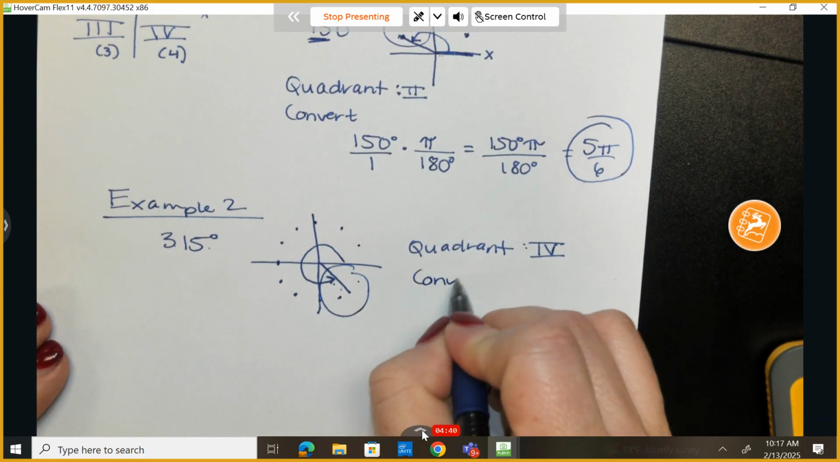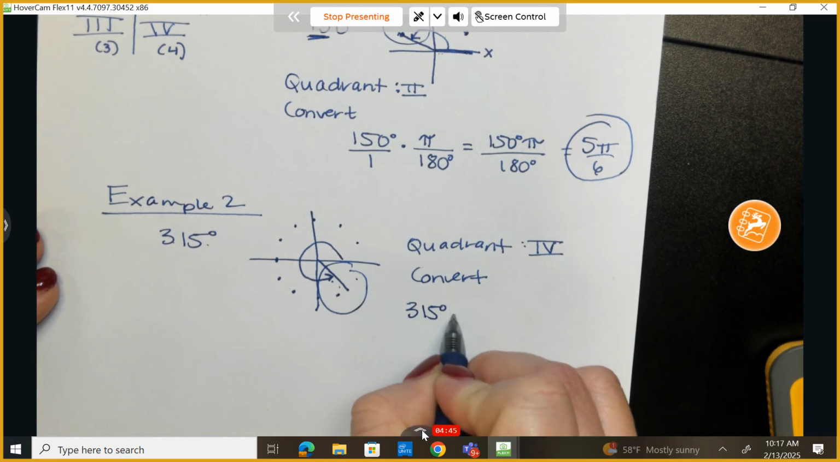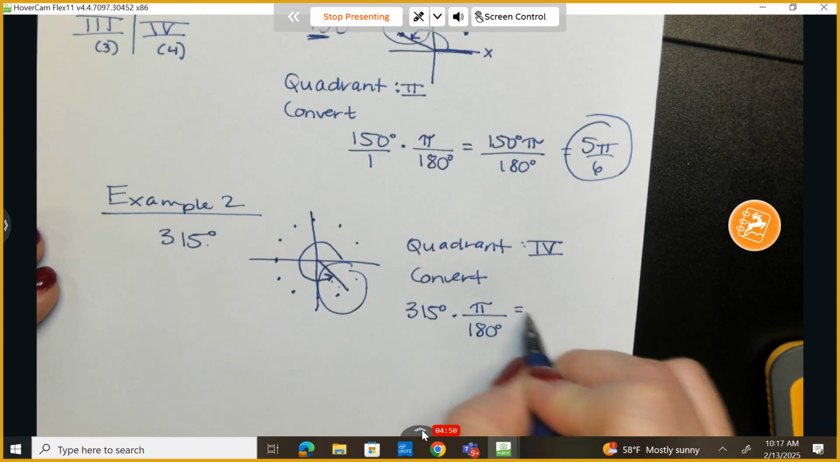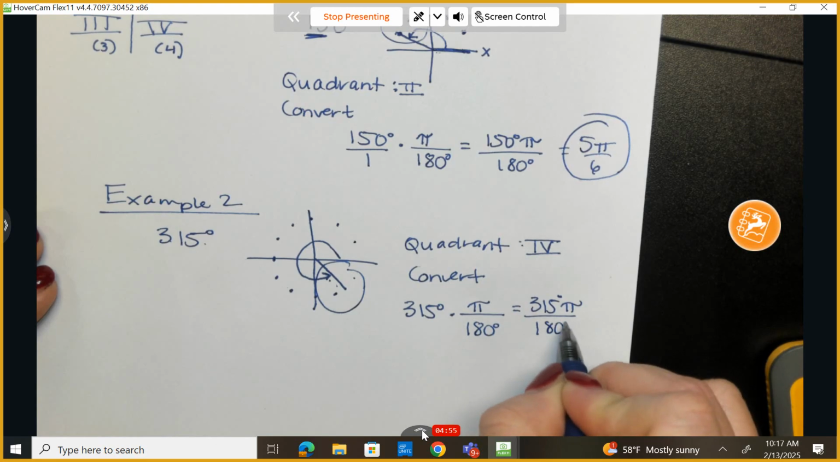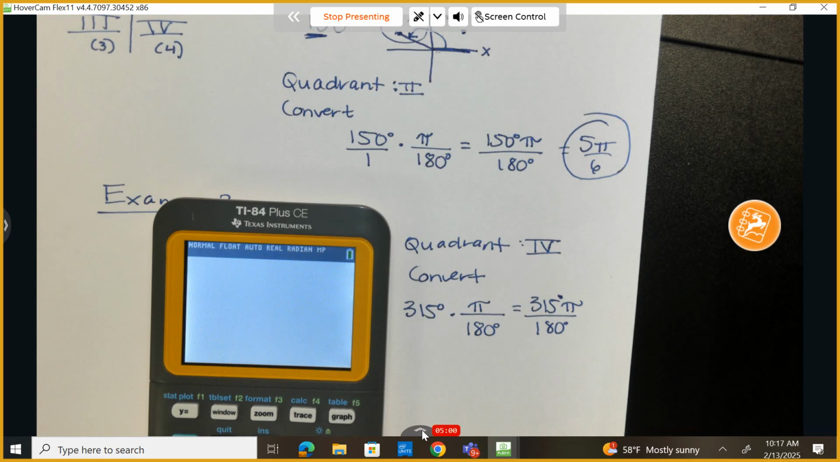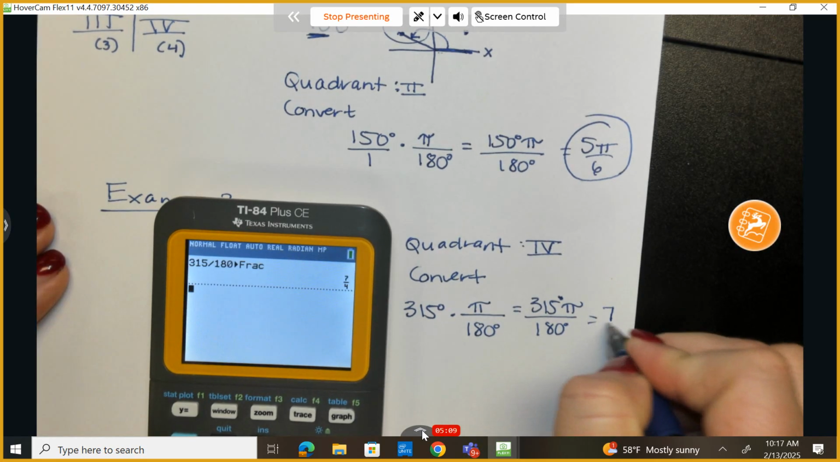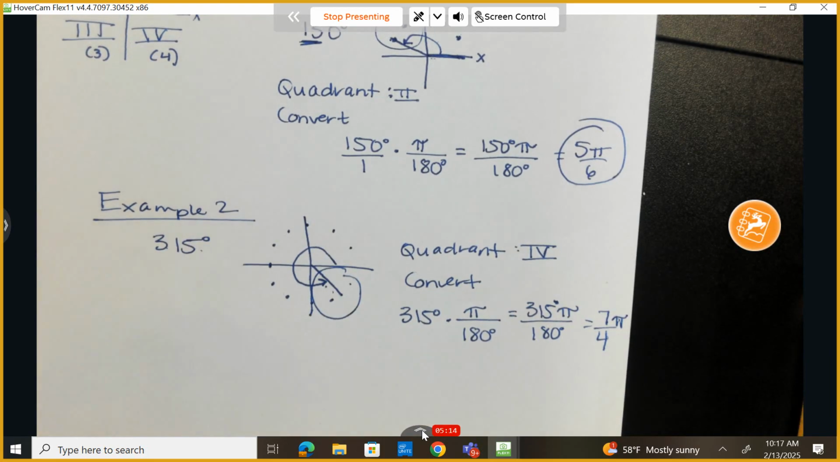The last part is we need to show algebraically how we convert this. So I'm writing down 315 degrees and I'm multiplying by pi over 180 degrees. I'm going to write that down. And then once I write it down, I'm going to grab the calculator. Again, the biggest mistake I see students make is that they want to include the pi. I'm not going to do that. 315 divided by 180, hitting math, fraction, enter, enter. And this is equivalent to not 7 over 4, it's 7 pi over 4.